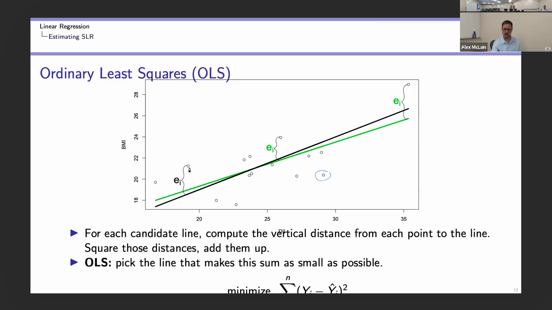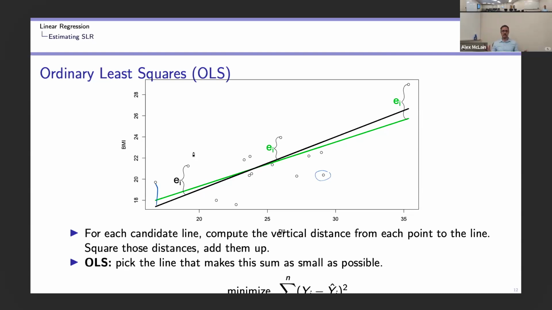Difference between the black line and the data point. Difference between the black line and the data point here. So for both of these lines, we could get residuals for all subjects. So for all the green subjects, we have all the residuals. For all the black subjects, we have all the residuals. What we're going to do is take all those residuals, square them, so then they're all positive, and add them up.